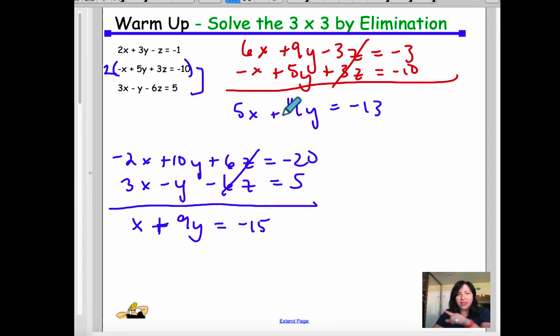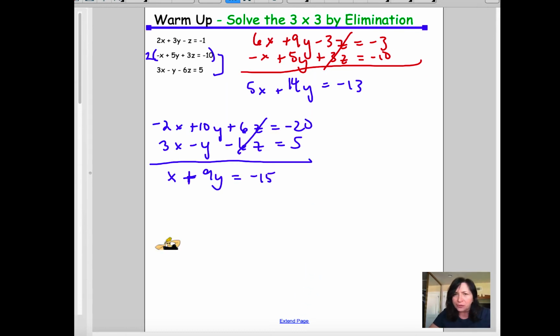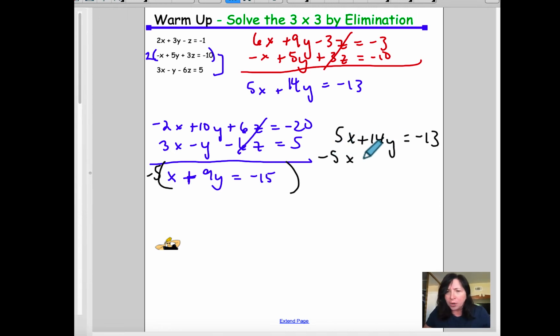So now I've got these two equations. I'm going to combine those on the side. So I'm going to get 5x plus 14y equals negative 13. And I noticed, though, that if I were to multiply this by negative 5 while I'm moving it over, that lessens one step. So that's going to give me negative 5x plus negative 45y is equal to negative 5 times negative 15, positive 75.